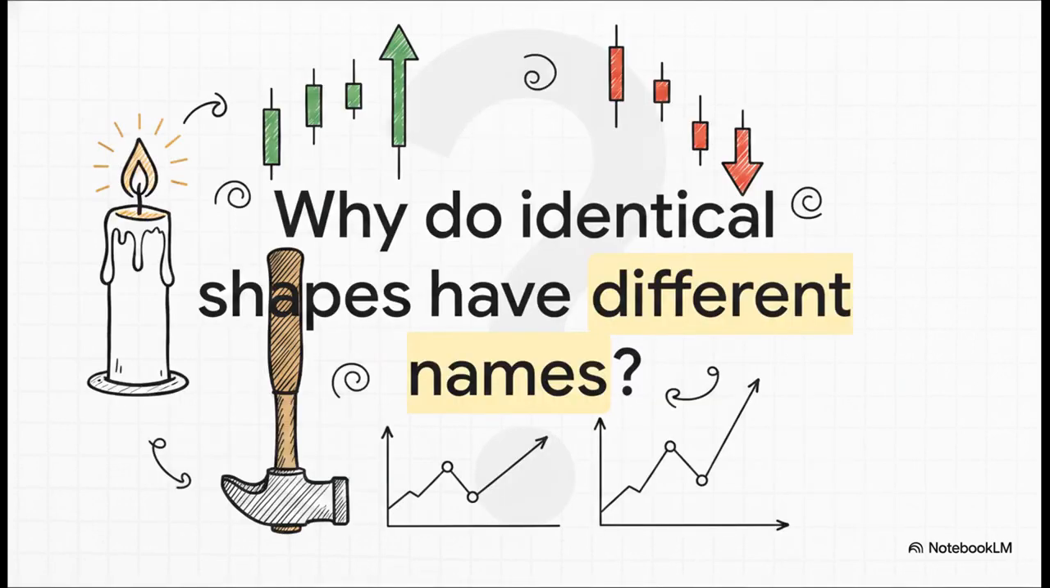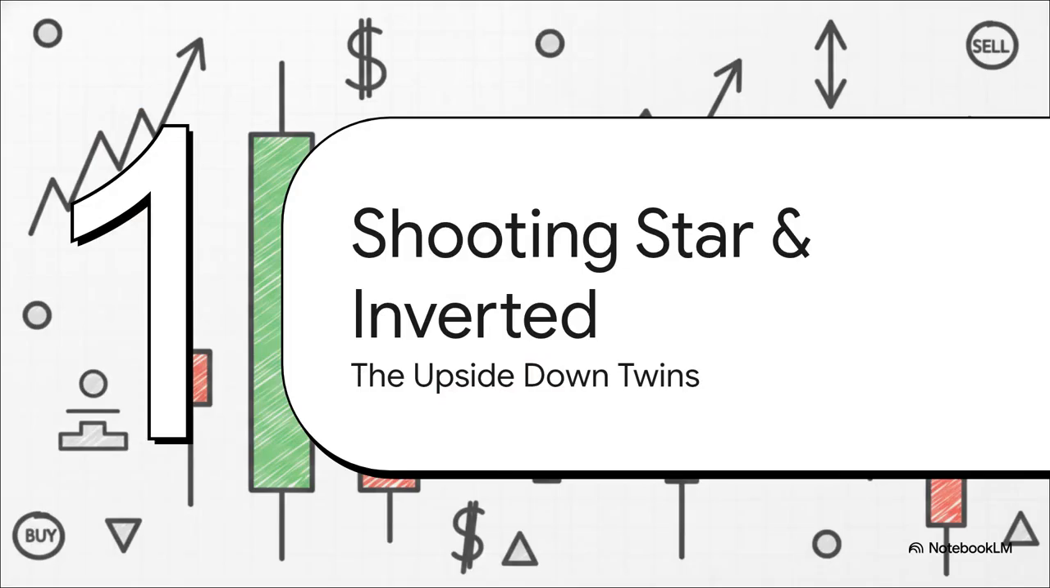Let me ask you something to think about. If context is so much more important than shape, why do you think a candle that looks exactly like an upside-down hammer goes by 2 completely different names? Section 3, Shooting Star and Inverted Hammer, the upside-down twins.